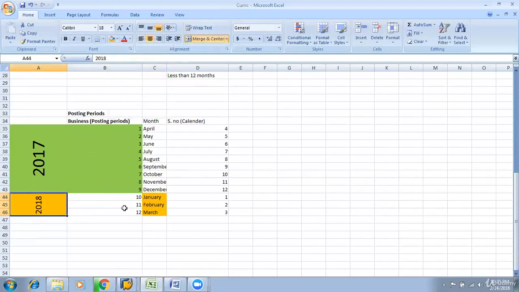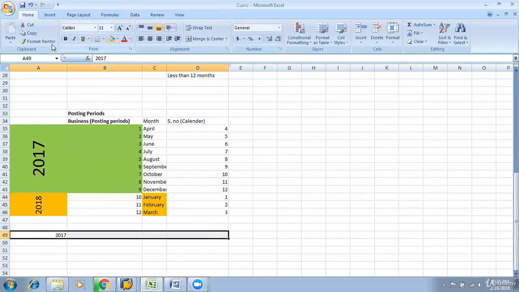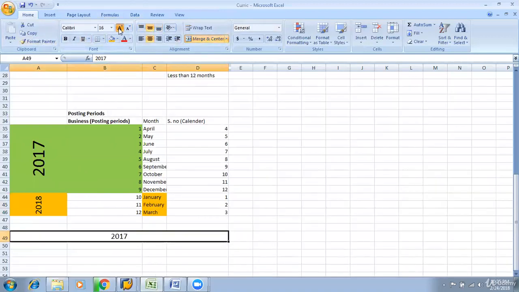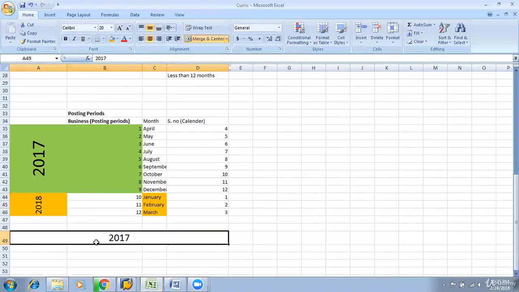Agreed, this is as per my calendar. But what fiscal year is it basically? It is still 2017 fiscal year, my friends. Careful. Though the posting periods are divided into 2 years, it is still my financial year 2017.